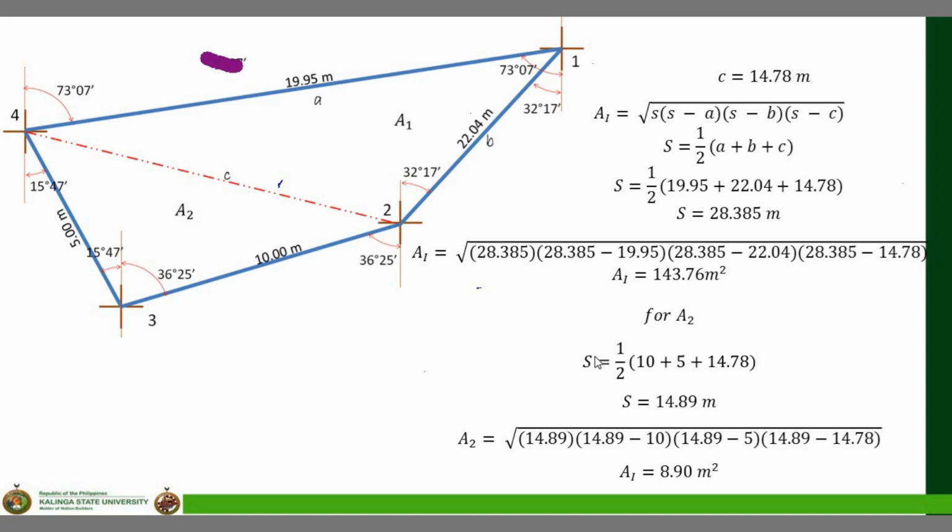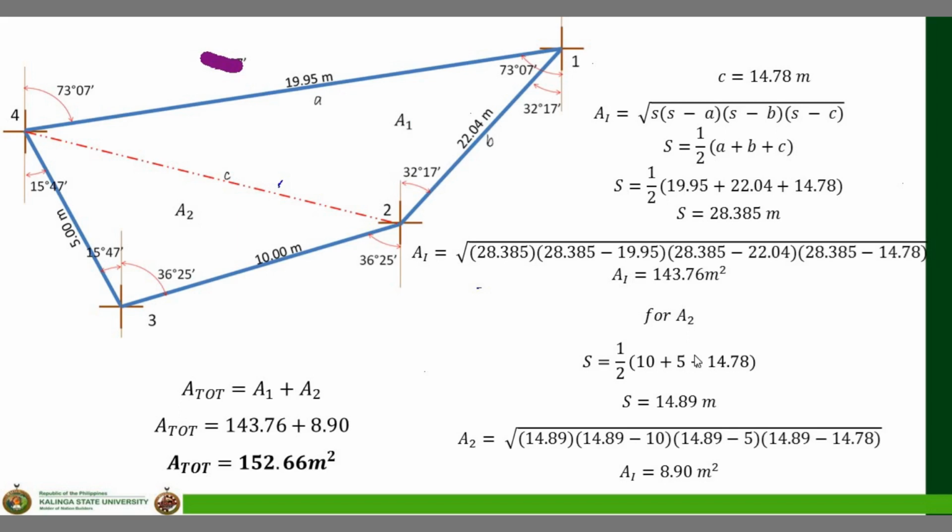Hindi pa iyan yung final answer. Kasi di ba, ang hinahanap dito is the total area of the lot. And yung total area ng lote, area 1 plus area 2. So, for the total area, that is A1 plus A2, which is equal to 152.66 square meters. That is the final answer. Therefore, the area of the lot 1, 2, 3, 4 is equal to 152.66 square meters.